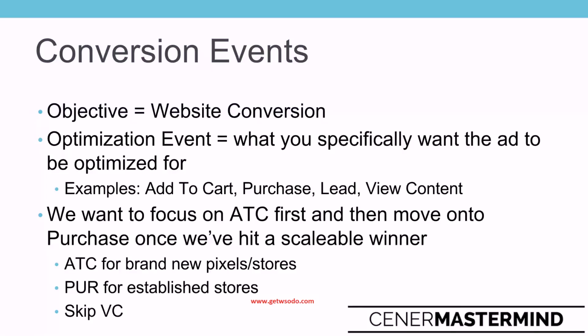So we want to focus on add to cart first. We're going to want to move on to purchase once we've hit a scalable winner, but in general, add to cart is the event, and you'll see this. The add to cart optimization event is used for brand new stores and brand new pixels. The purchase optimization event is used for established stores and established pixels, and you definitely want to skip view content. It's not valuable. It's basically the same as a cost per click ad, right? It's not taking full advantage of the power of Facebook, especially the power of Facebook plus the pixel. So at the bare minimum, you want to be optimizing for add to cart.